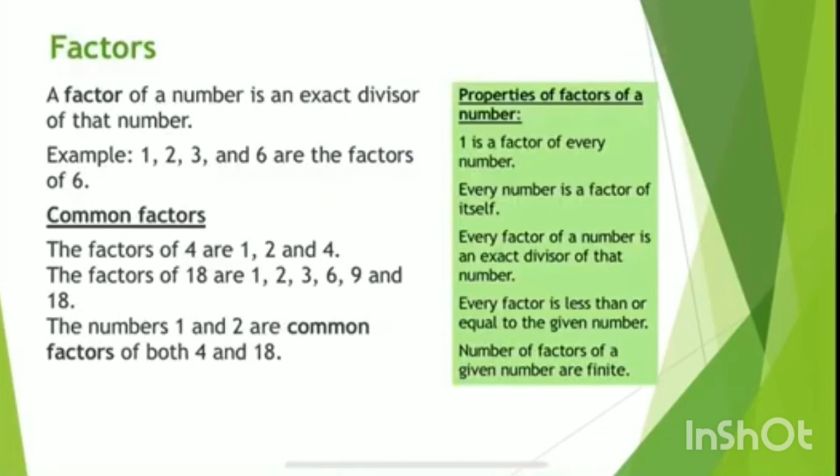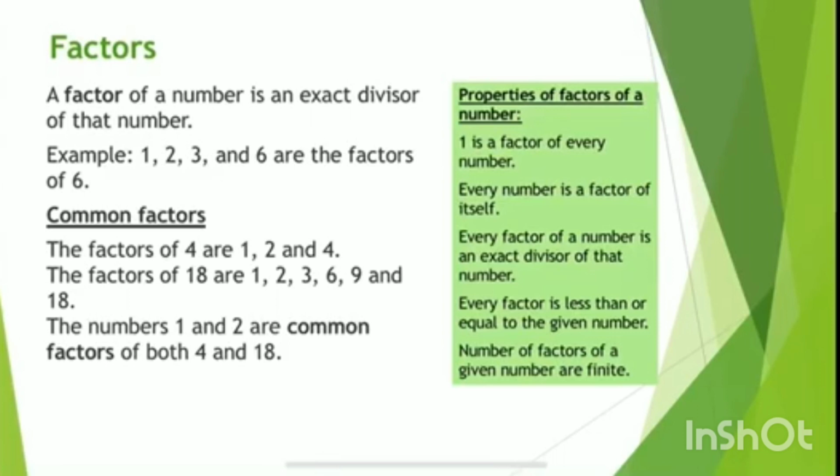So, starting with the term factor. A factor of a number is an exact divisor of that number. Example, 1, 2, 3 and 6 are the factors of 6. Common factors. The factors of 4 are 1, 2 and 4. Similarly, the factors of 18 are 1, 2, 3, 6, 9 and 18.